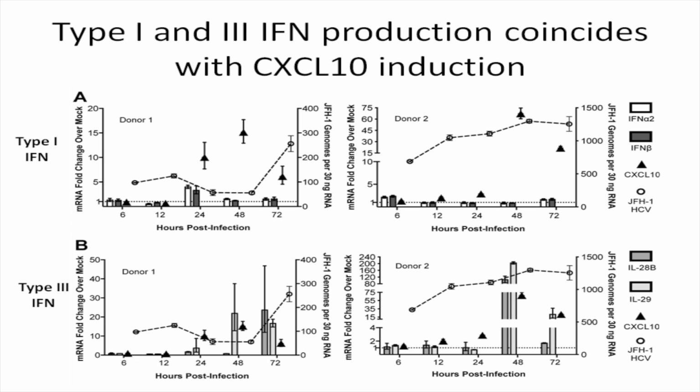And so we repeated the kinetic studies that we did in the Huh7 cells in the primary hepatocytes. We measured type 1 interferons on the top and type 3 on the bottom. Interferon alpha is in white, interferon beta is in the gray. CXCL10 is in the triangles, and we also measured accumulation of HCV RNA over time. For type 1 interferons, we noticed minimal production, but if we did find induction, it was at the same time as CXCL10.